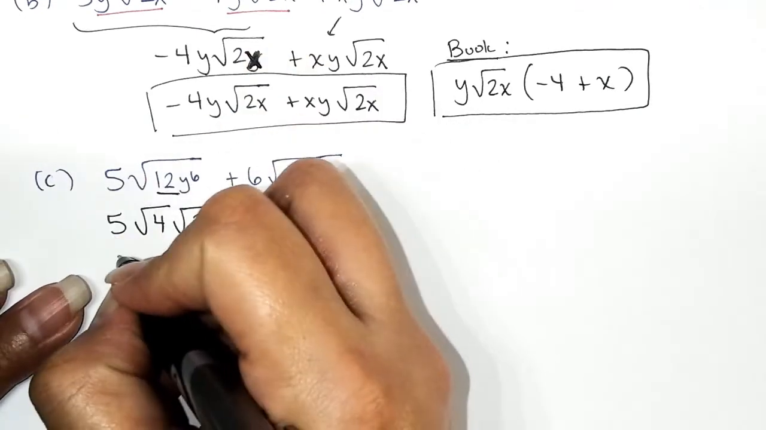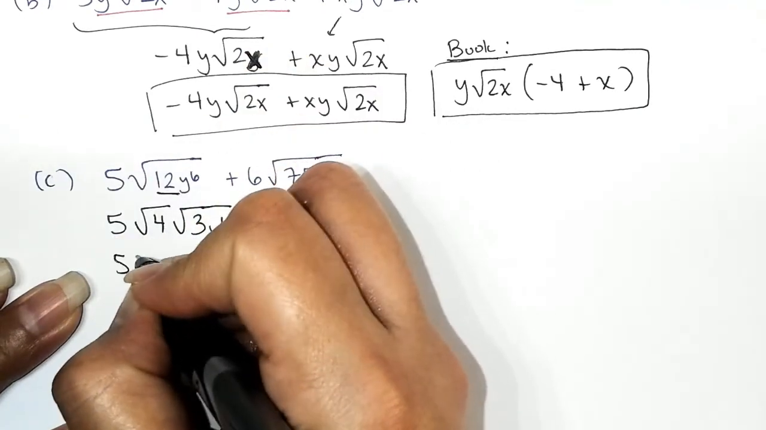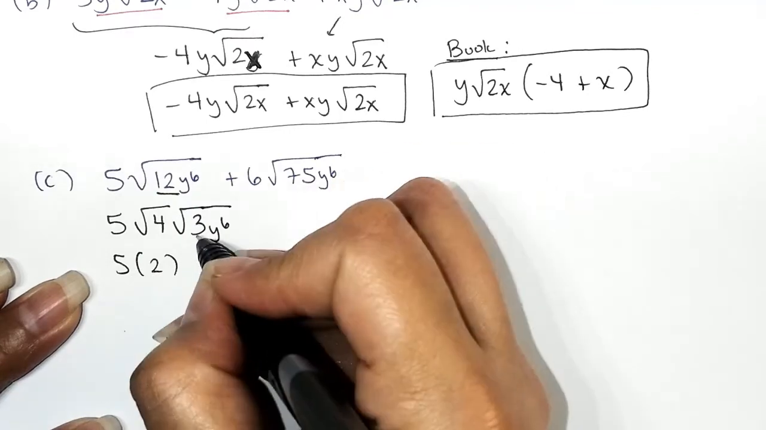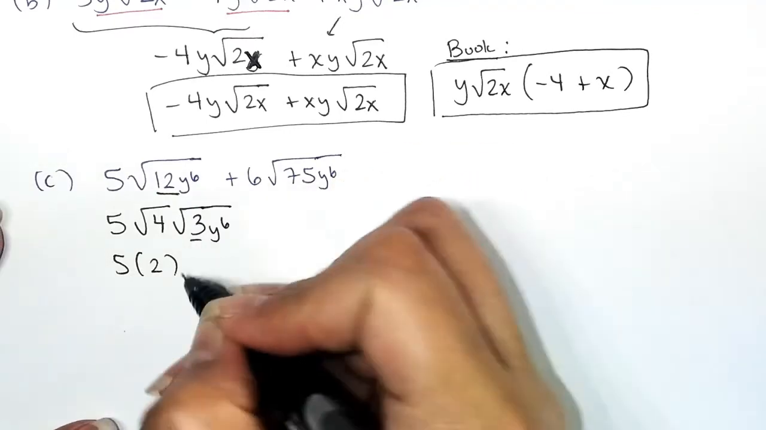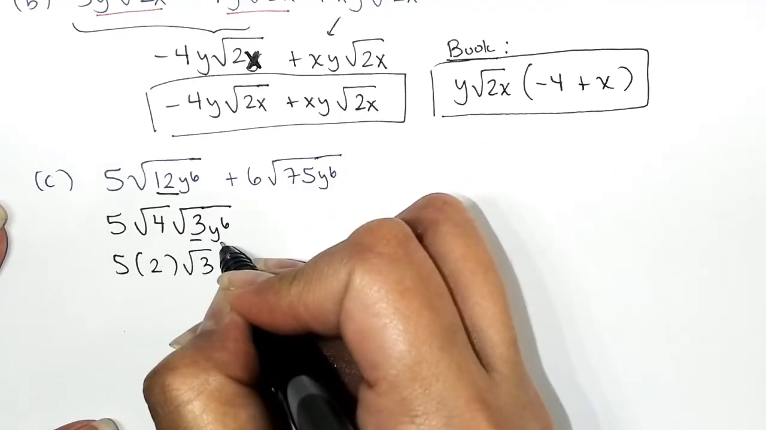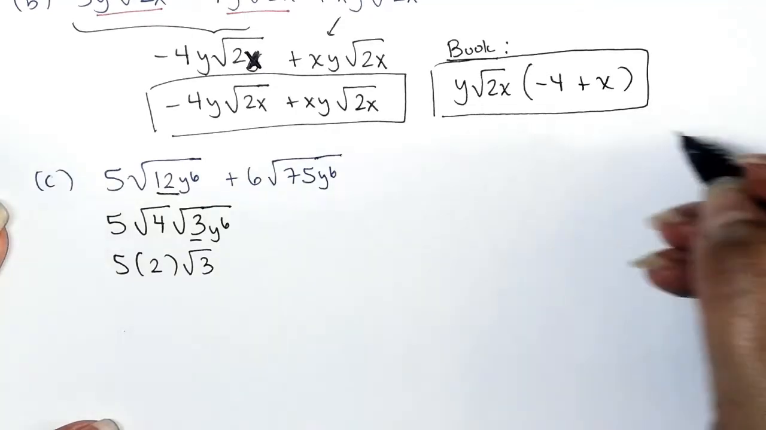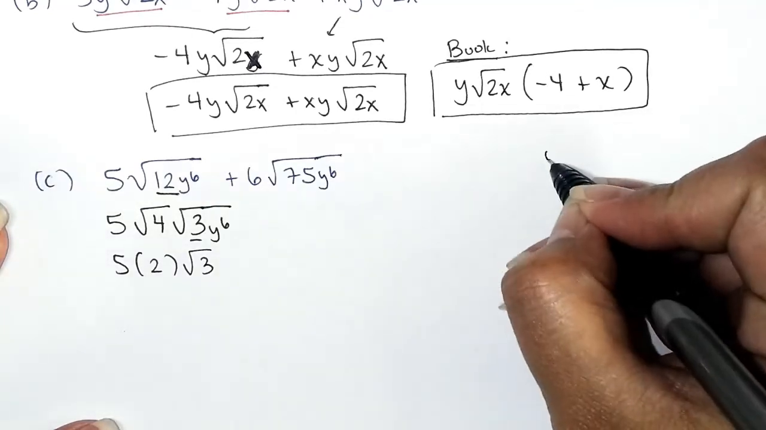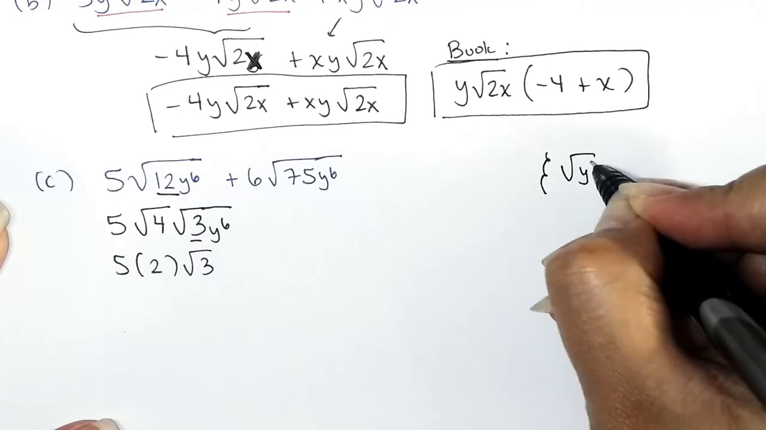So that will leave us with 5 times the square root of 4. Square root of 4 is 2 times the square root of 3, which we cannot simplify, times the square root of y to the 6. Okay, so let me go ahead and bust out a thinking area. Okay, square root of y to the 6.